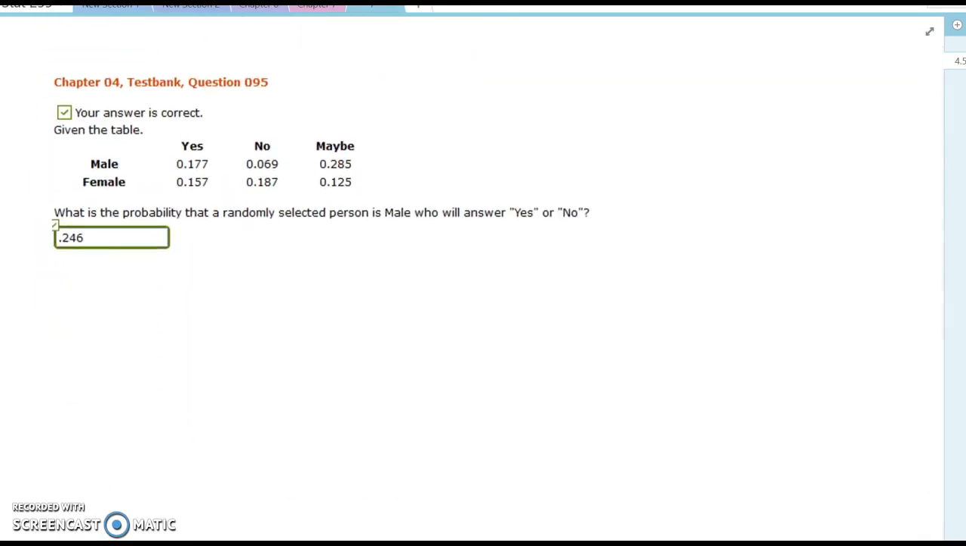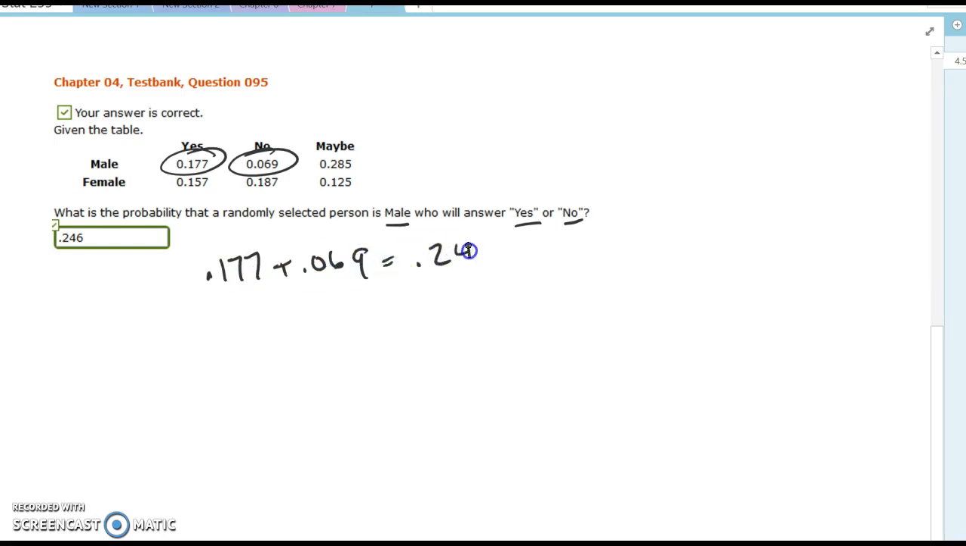Very similar to 95. What's the probability that a randomly selected person is male who answered yes or no? So we're only looking at the males that answered yes or no. And the probability is already set up here, so we don't have to calculate them. So we just add the two probabilities together. And that's 0.246.